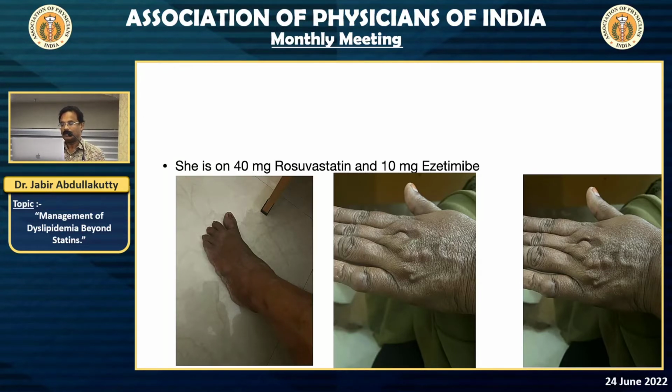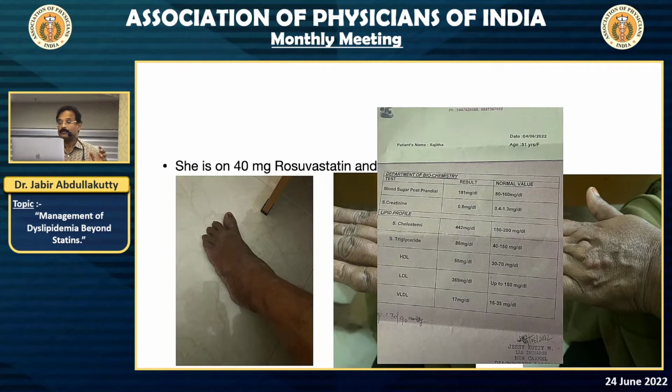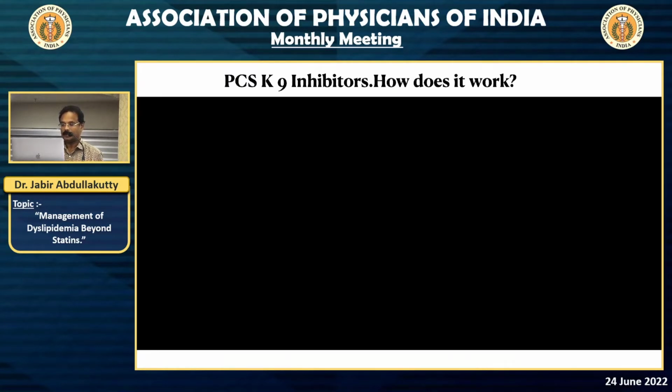You can see these tendon xanthomas, which are the hallmark of familial hypercholesterolemia. This seems to be a homozygous familial hypercholesterolemia. And with the use of 40 milligram of rosuvastatin plus 10 milligram of ezetimibe, the serum cholesterol level is 442, LDL cholesterol is 369, HDL cholesterol is 55. So it's extremely difficult to control. Now we don't have many potent agents available, so this patient requires a non-statin therapy on top of this, and the commonly available option right now is a PCSK9 inhibitor.